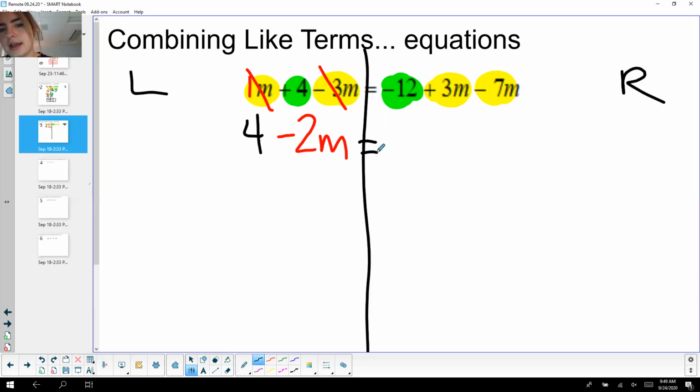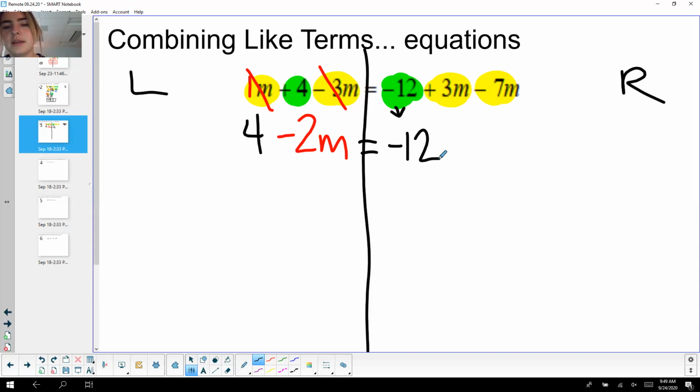Next, I'm noticing I've only got one green, so I'm just going to bring him down. So I've got negative 12. But then I do have two yellow terms on the right side as well. So I'm looking at that. I've got 3m and negative 7m. If I want to combine those terms in my calculator, I can just do 3 minus 7.